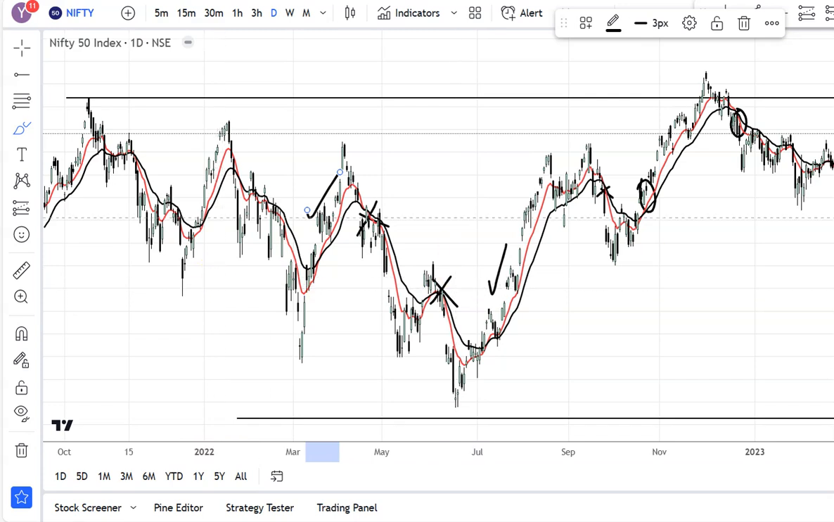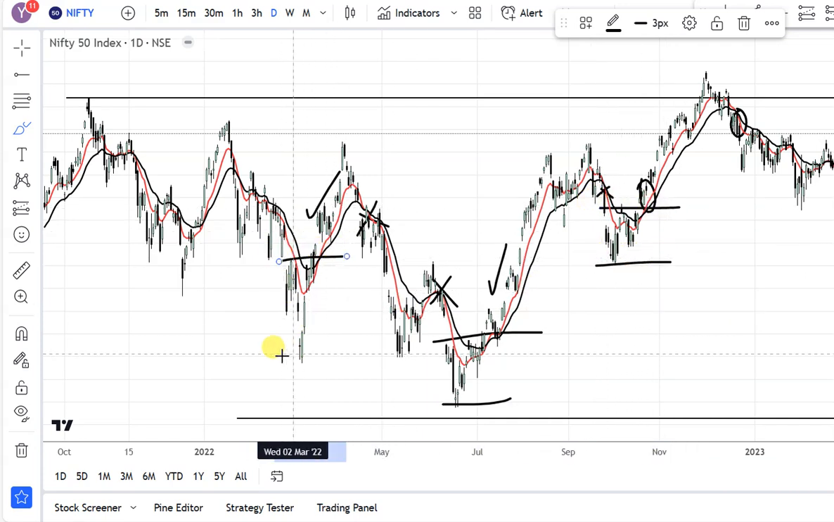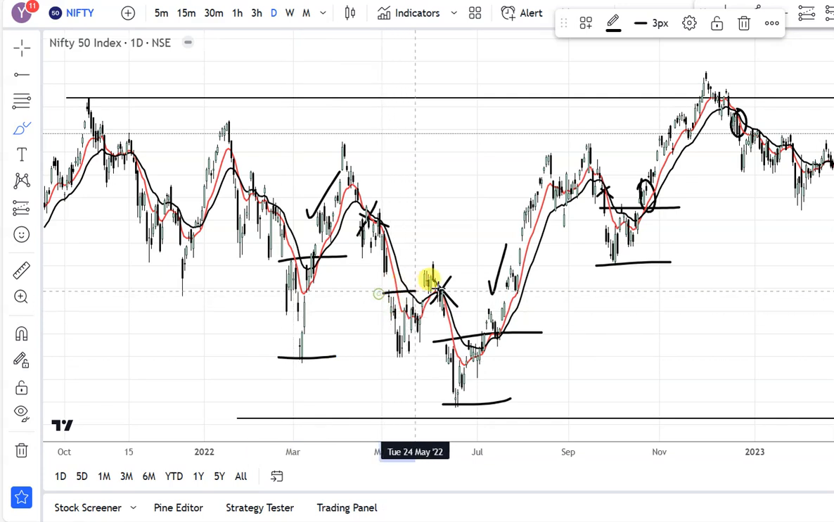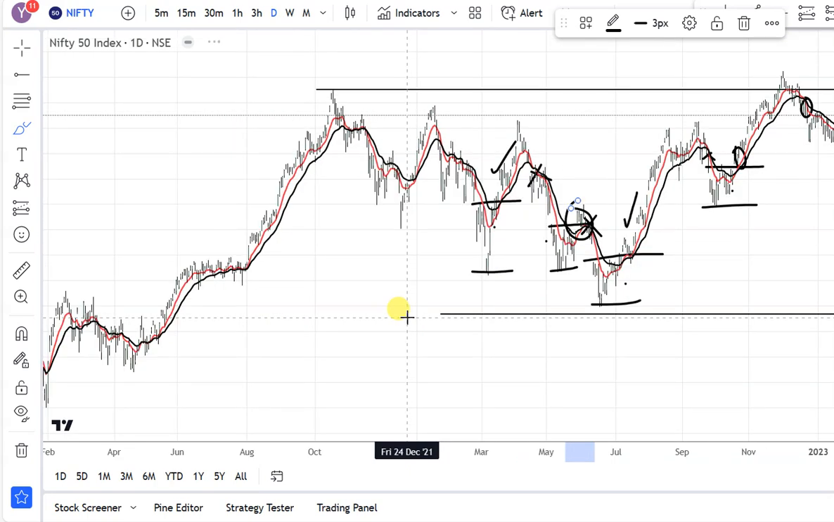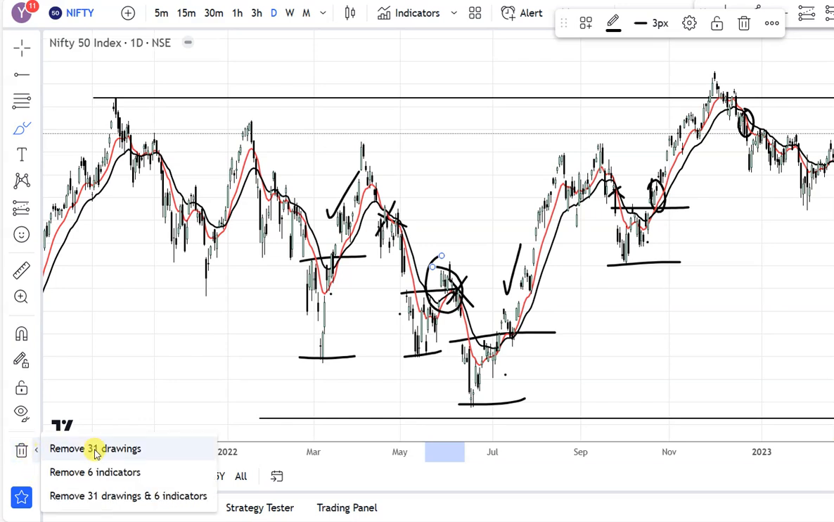But what happens when the markets are making such bases? Can you see this base? Nifty will always make such a base. Out of these 1, 2, 3, 4, 5 bases, only one base creation failed. So when the markets are making a base, start buying. You should not wait for crossovers.